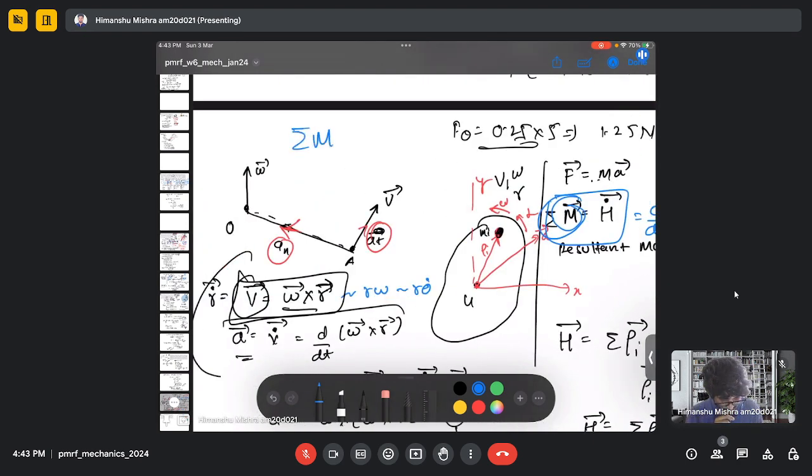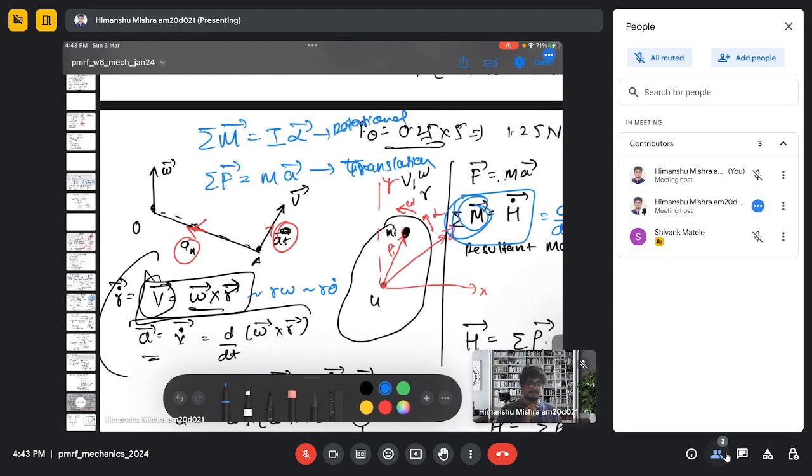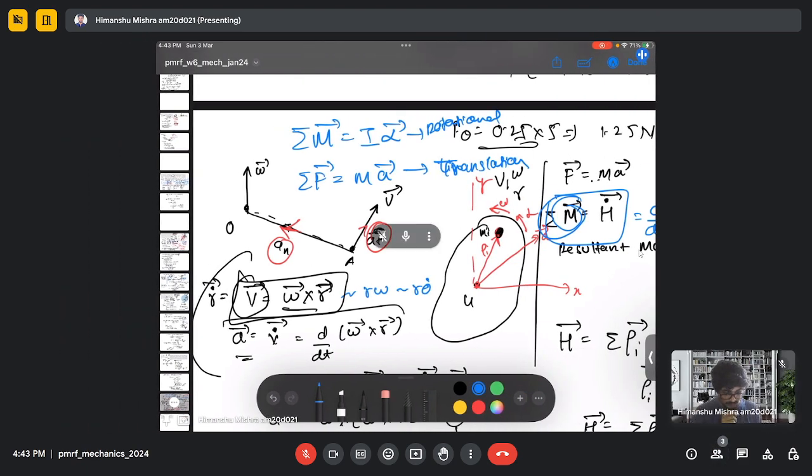So my summation of all moments will be given by I alpha. It is equivalent to the summation of all forces, which is equal to ma. So this is valid for linear translational motion, and this is valid for rotational motion. Until now we have looked at problems where we use this relation. Now we will be looking at problems where we will be using this or a combination of these two.